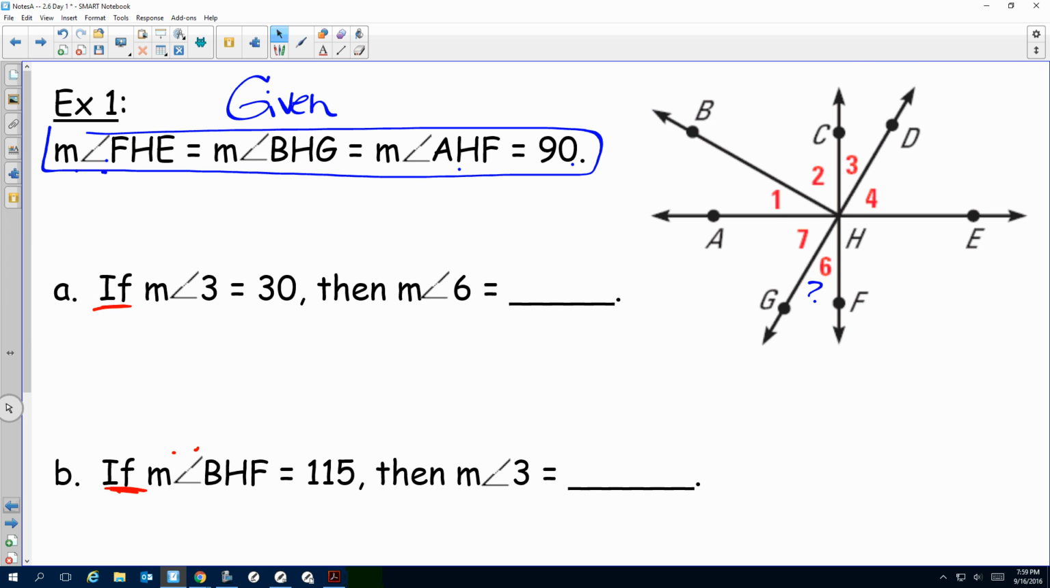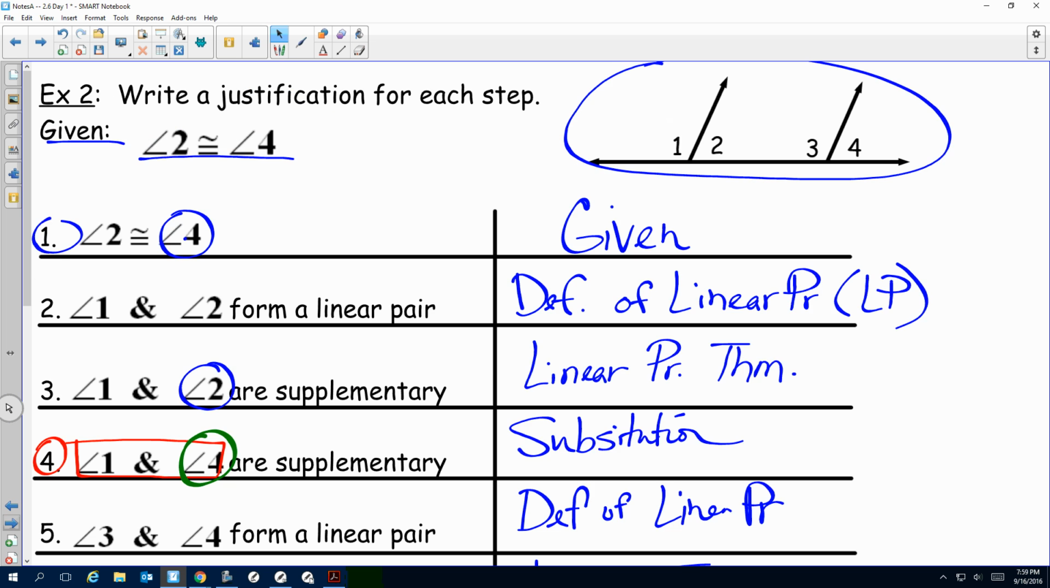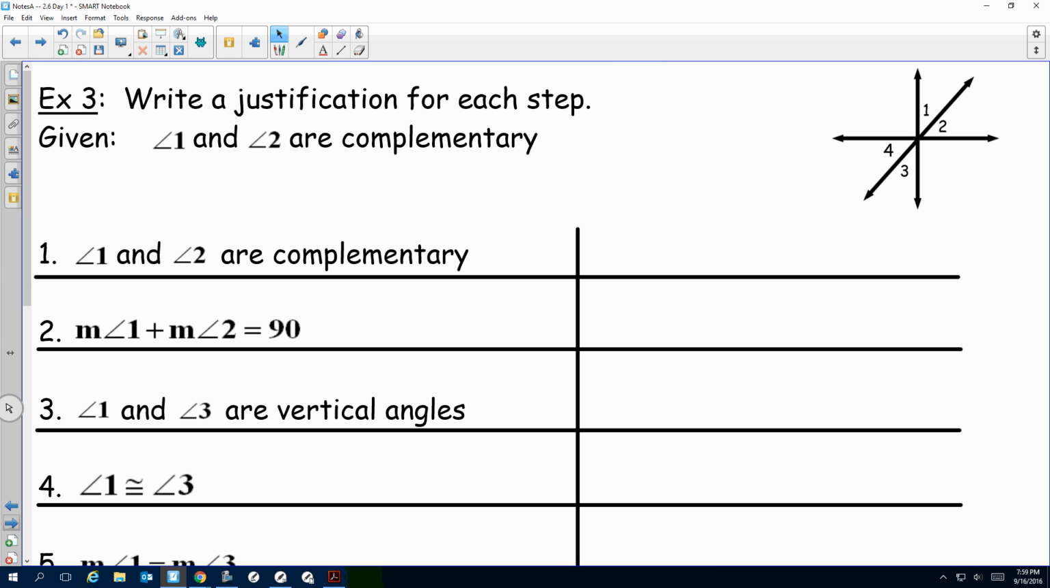Example 3, oops, I went the wrong way, apologize. Okay, we have another example. If you need to pause, get it down, but I am going to go through this, and that's pretty much going to take care of it being completed for me to check on Monday. So in example 3, again, we're going to start off with our given statement, which is 1 and 2 are complementary, and we're going to use our figure over here to the right to do some problem solving and justifying our statements.